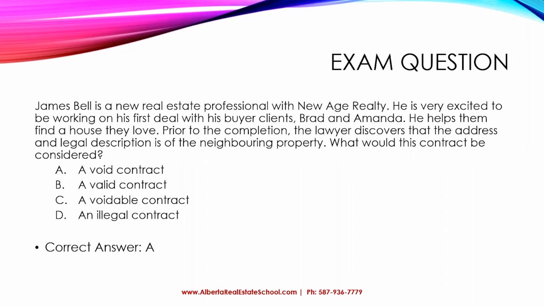So in this case, James has entered wrong information. The address and legal description that is entered in the purchase contract is incorrect, which is of the neighboring property. So essentially, he's trying to sell the neighboring property. So the contract is invalid. The seller who signed the contract does not have the legal ability to sell the neighbor's property. He or she is only able to sell his own property.